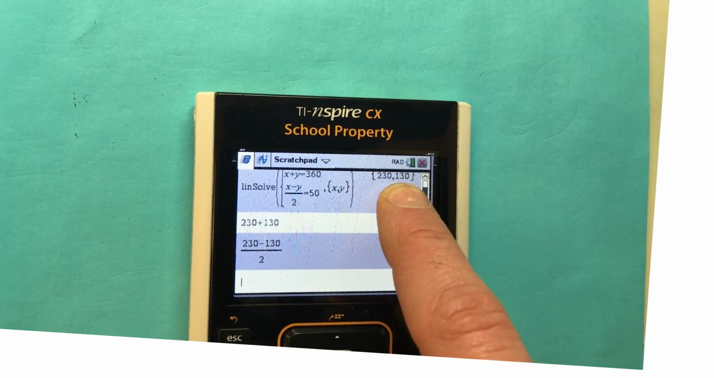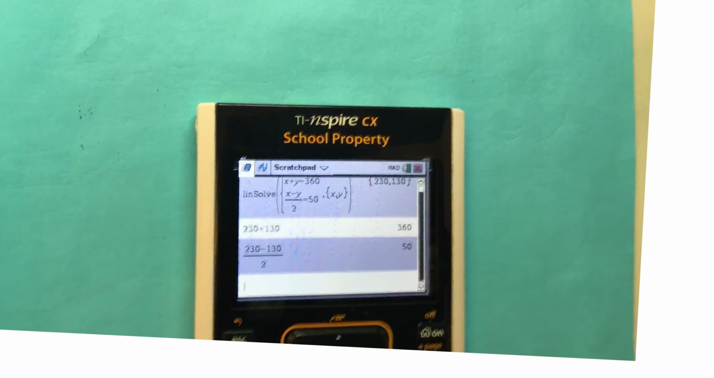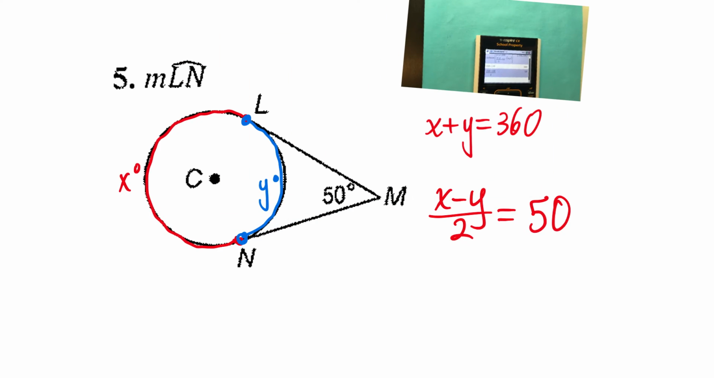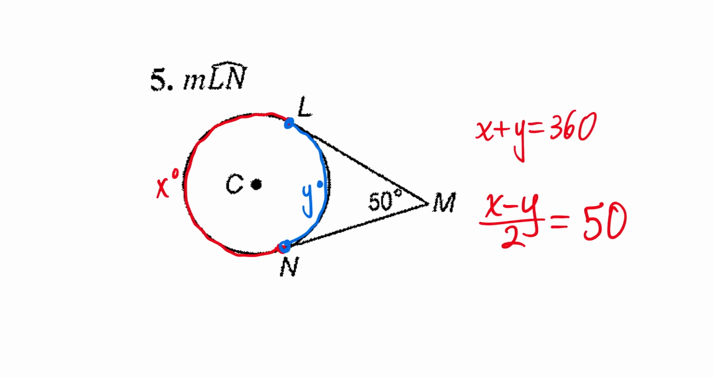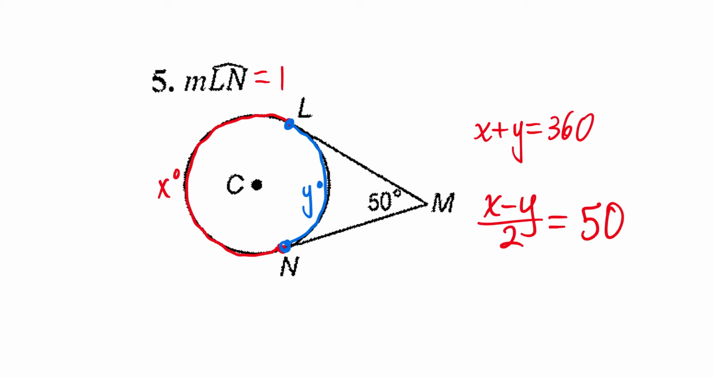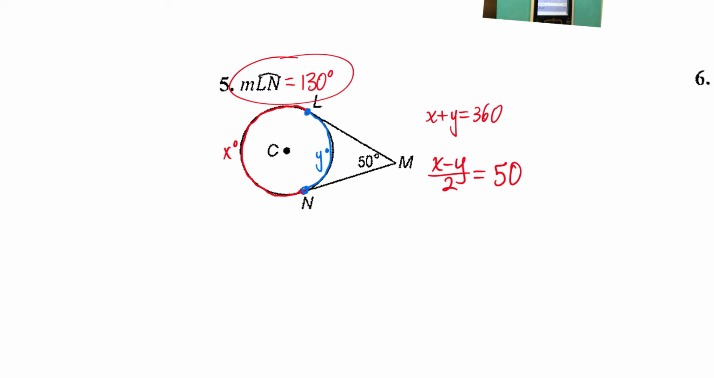So the major arc is 230. The minor arc is 130. All right. And this is asking for LN, which is the minor arc. So how many degrees is that? 130. It's 130 degrees. This one over here is 230. This one's 130.